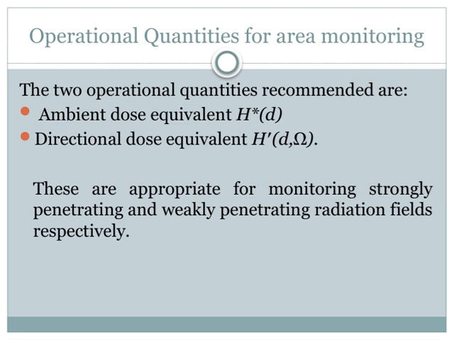In the context of area monitoring, understanding these 2 quantities helps us select the right measurement approach based on the radiation type and the environmental conditions. By doing so, we ensure accurate assessment of the radiation levels, which is fundamental for safety and compliance. So, to sum up, these operational quantities guide us in effectively monitoring different radiation fields, aligning our measurement strategies with the nature of the radiation we encounter.